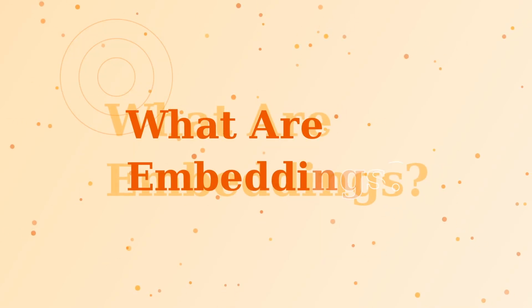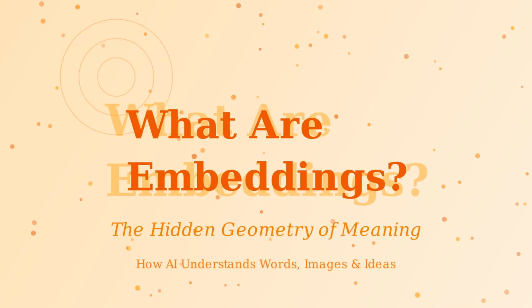What are embeddings? They're the secret behind how artificial intelligence understands meaning. How can numbers capture the essence of words, images, or ideas? How does a machine know that king and queen are related, or that a photo of a dog is similar to another dog? The answer lies in embeddings, a hidden geometric space where meaning has shape, distance, and direction. Let's explore this fascinating world.